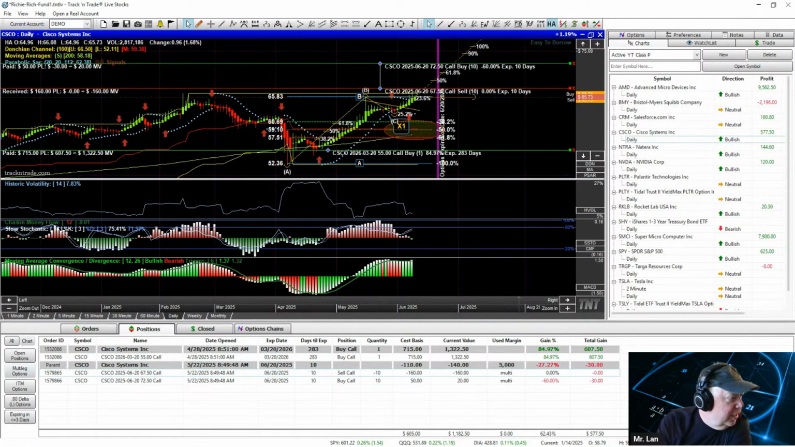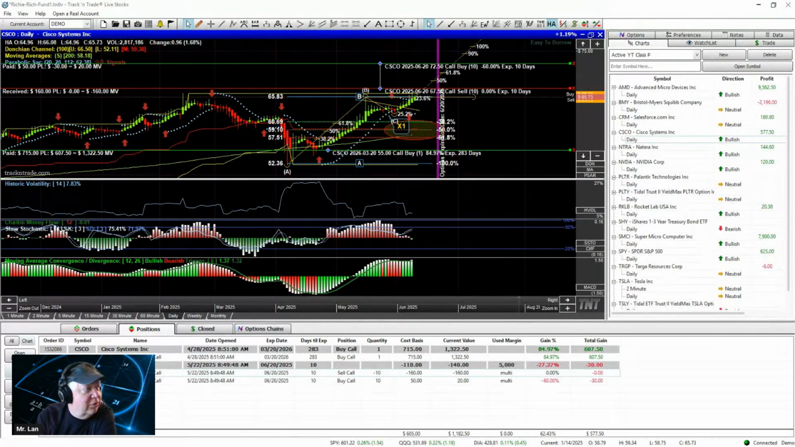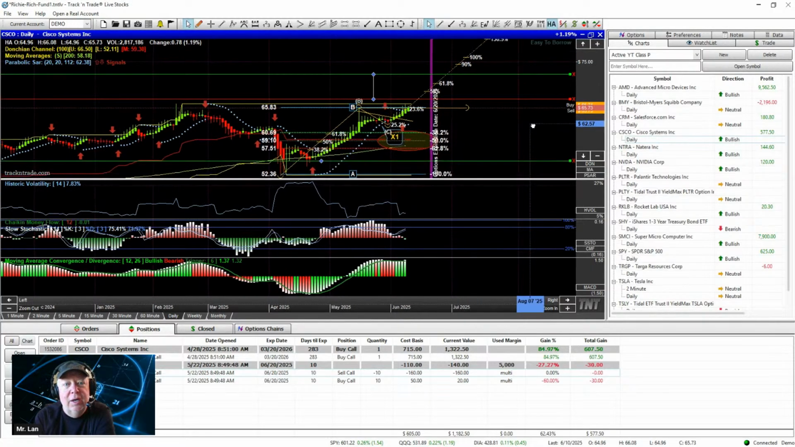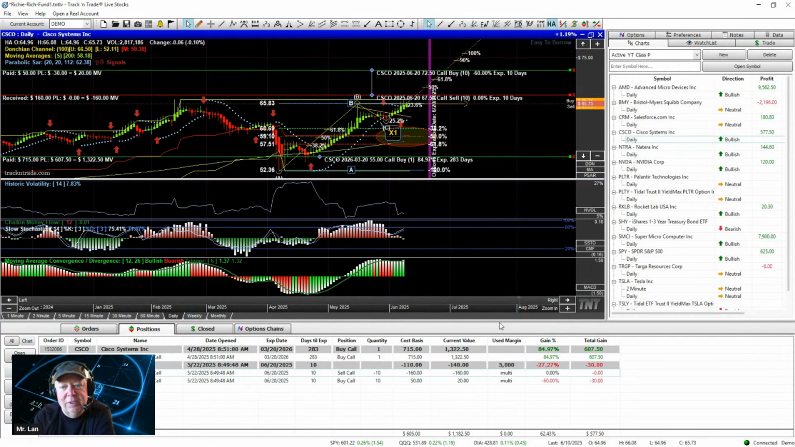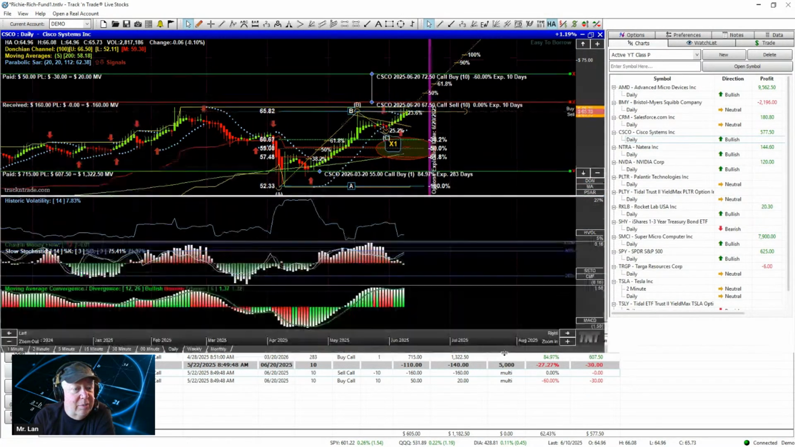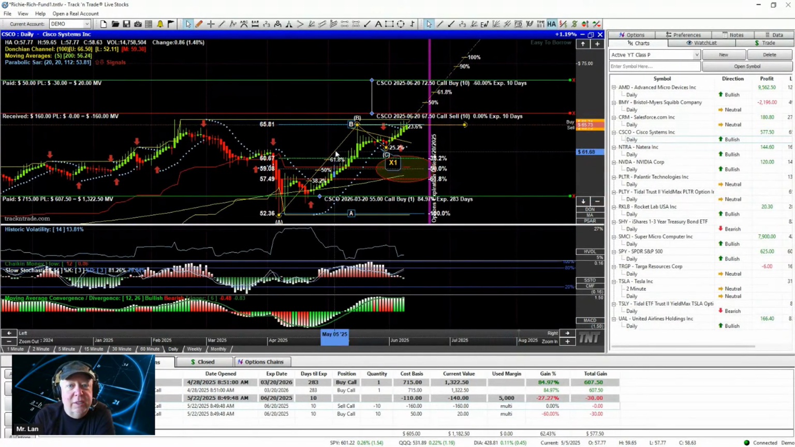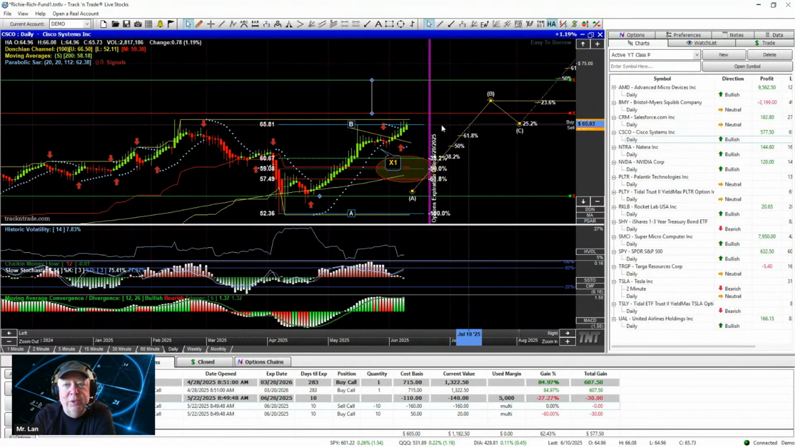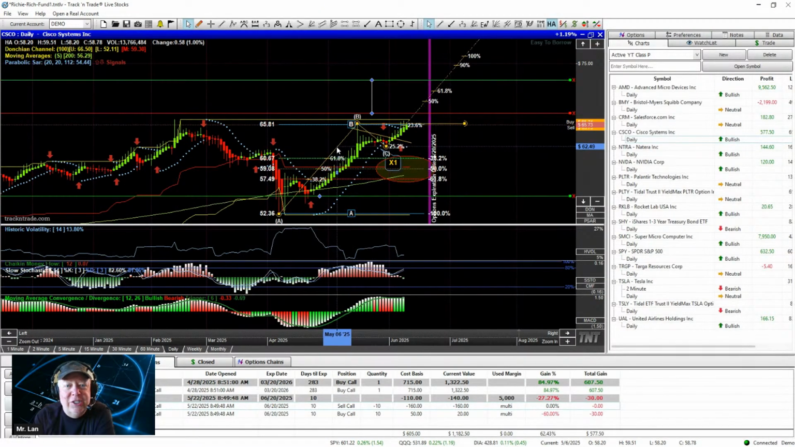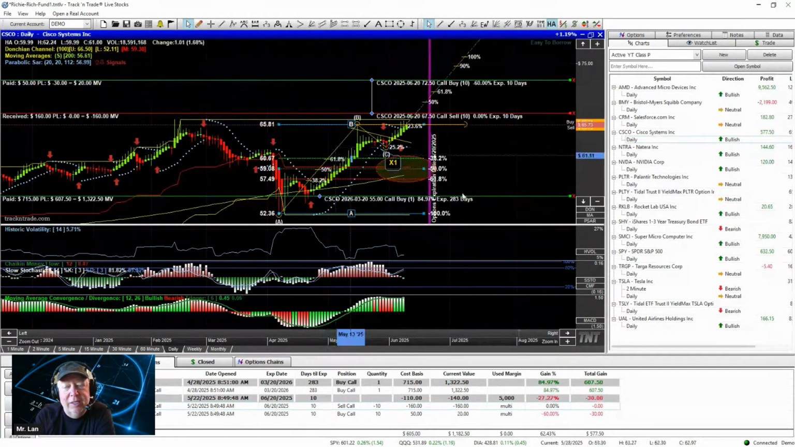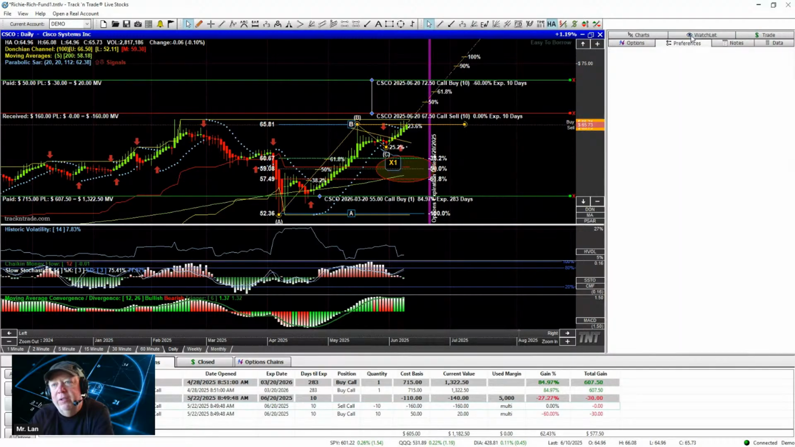Get your cameras ready. Get your phone camera out. I'm going to show you the settings for my little Fibonacci 1, 2, 3 tool that gives me these projections, because it doesn't come out of the box like this. Get your camera ready. This little tool right here is the Fibonacci projection tool. I use it religiously.